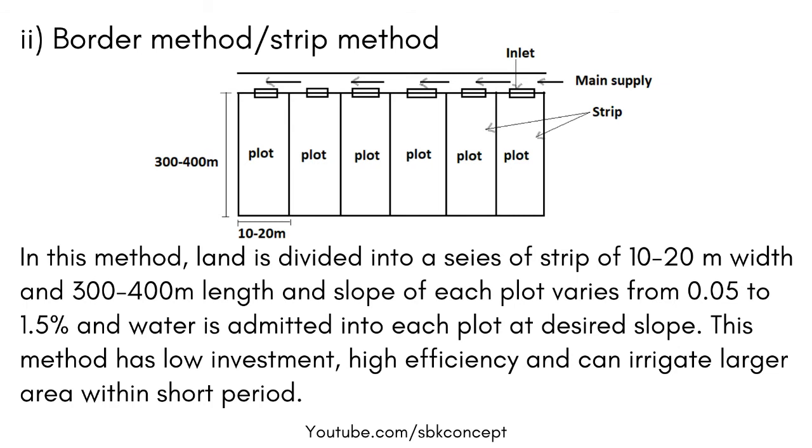Border method or stripe method. In this method, land is divided into a series of stripes of 10 to 20 meter width and 300 to 400 meter length, and slope of each plot varies from 0.05 to 1.5%, and water is admitted into each plot at desired slope. This method has low investment, high efficiency, and can irrigate larger area within short period.